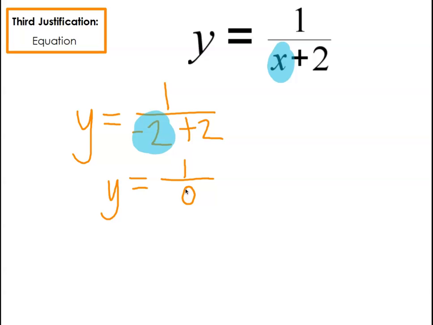We should know that we can never divide any number by 0. That's why we saw on the table the word undefined. That's what happens when we divide by 0. It's like saying, how many times does 0 go into 1? It just doesn't make any sense. So in the equation, we see the vertical asymptote because when we substitute in negative 2 for x, we result in a 0 in the denominator, which results in an undefined number. All right, so that's using the equation.